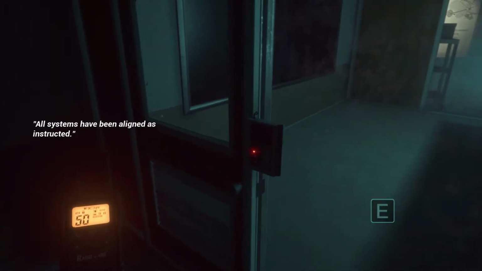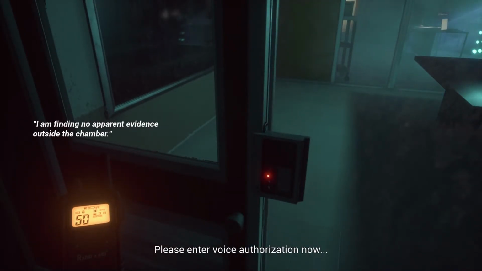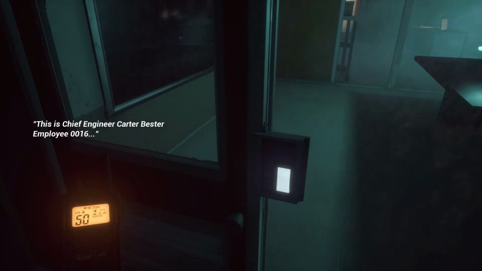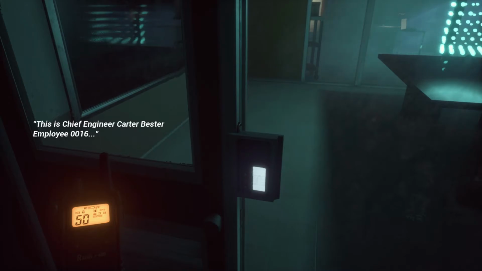Even if we build a cell-by-cell computer simulation of the human visual cortex... All systems have been aligned as instructed. Please enter voice authorization now. Finding no evidence outside the chamber. This is Chief Engineer Carter Bester, employee 0016. Requesting... Voice authorization success.